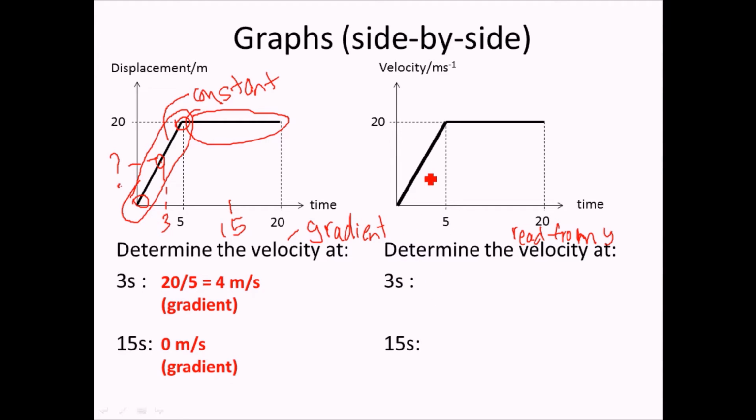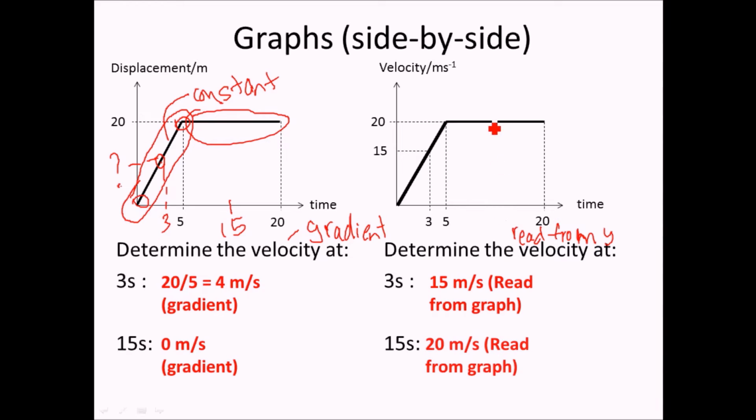Now for the next case, if you want to find the velocity at 3 seconds, in this case you really have to read the value at 3 seconds. Of course this diagram doesn't give you the grid lines to read, but in the actual examination there will be such grid lines. So just for convenience's sake, you read the graph and you will get around 15 meters per second, and for 15 seconds you will be somewhere here, so it will be 20 meters per second. Again, you can see the difference in the answers between the two.